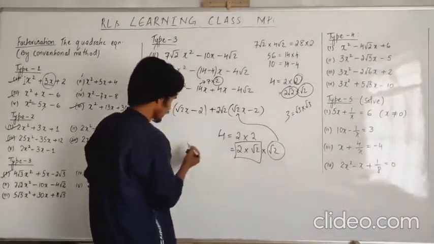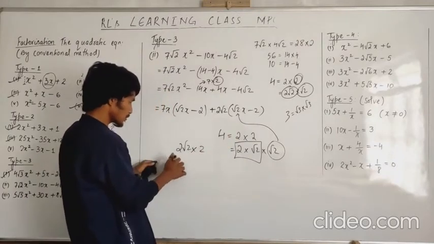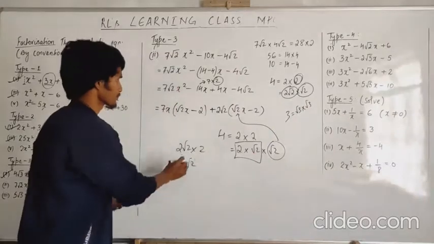Then I can check this one. Now 2 root 2 into 2, now 2 into 2, 4 root 2. That got the same 4 root 2.